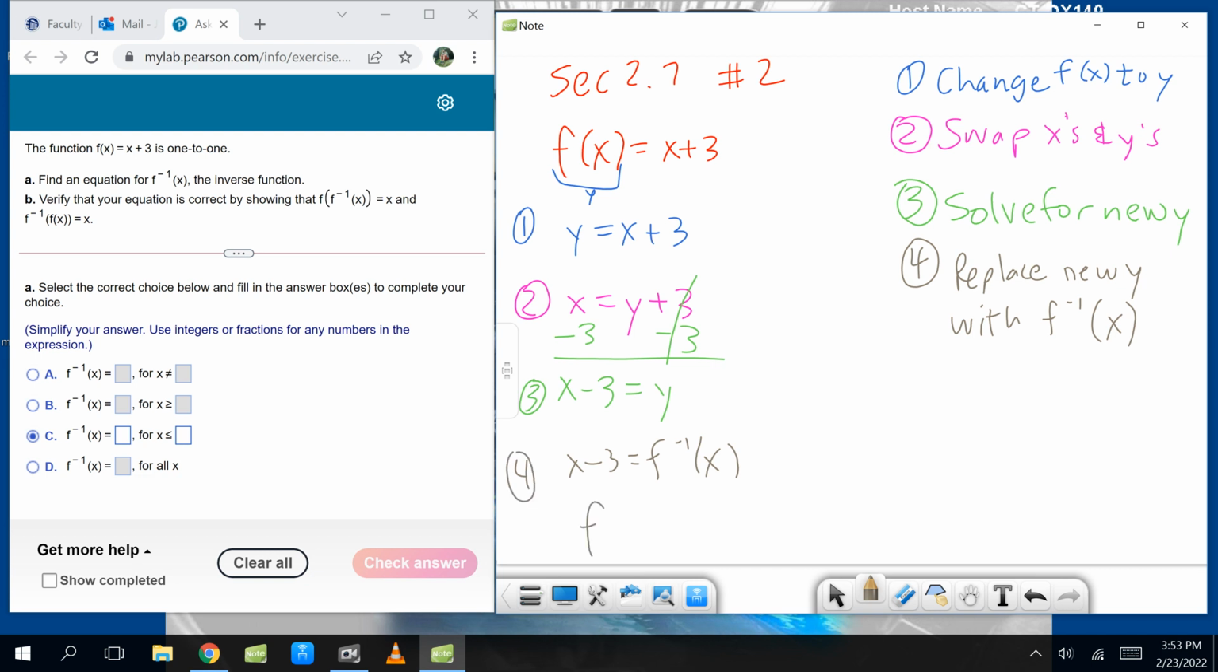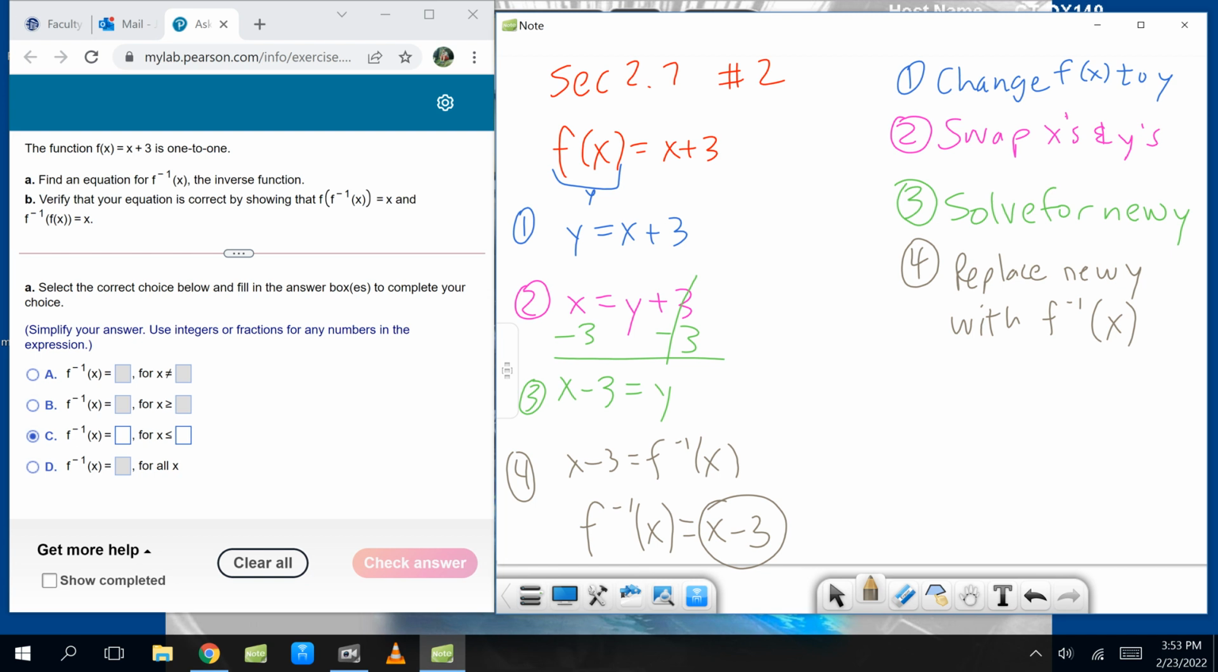But wait a minute. Step 4 is in gray. If something's equal, you could also write it this way. This is exactly the same thing: f inverse of x equals x minus 3. And this is what goes into our answer box under answer choice D. I know I have C clicked right now, but it goes in there for answer choice D. And we're going to type in x minus 3.